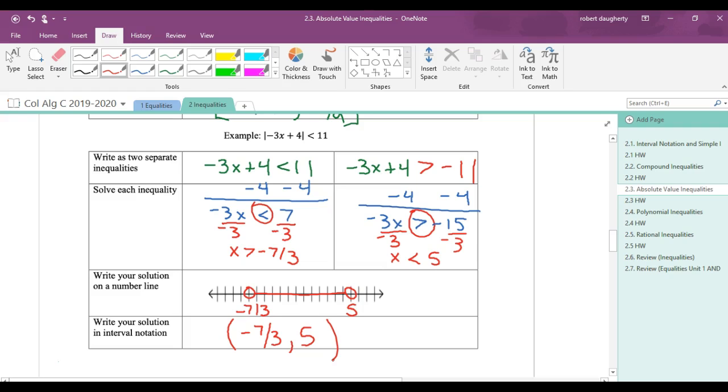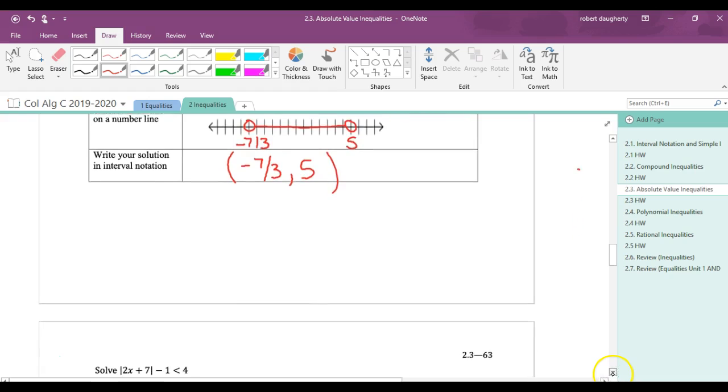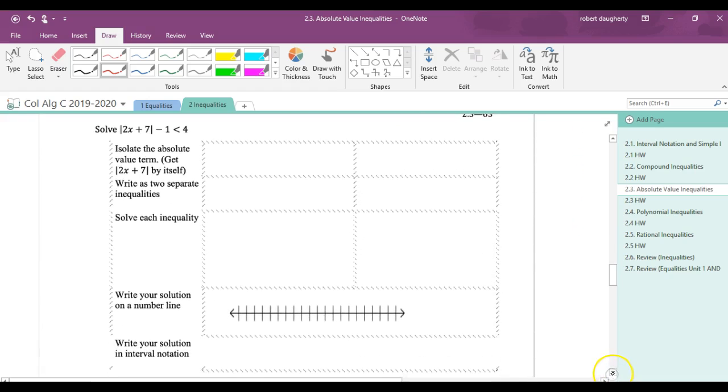Okay, so this is a repeatable process, you know. We're doing the same thing repetitively here. You guys work on this one, okay? So 2x plus 7 minus 1 less than 4.